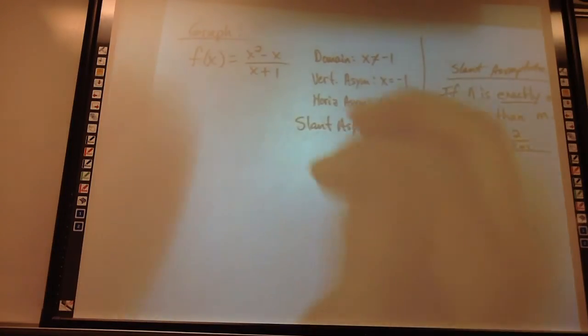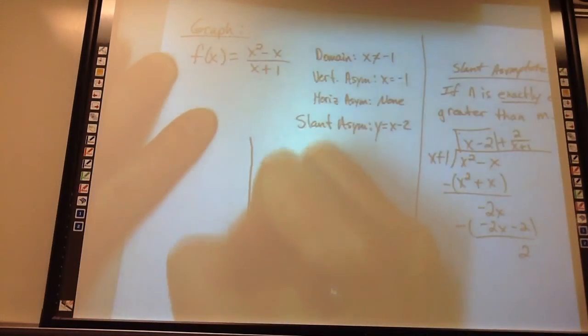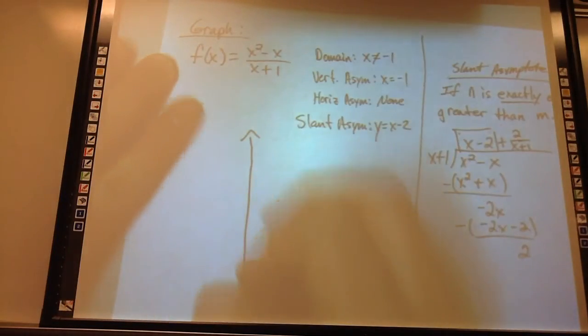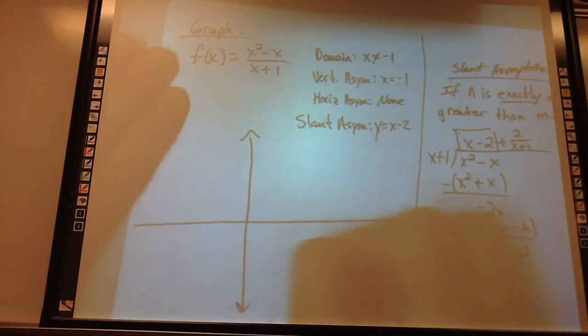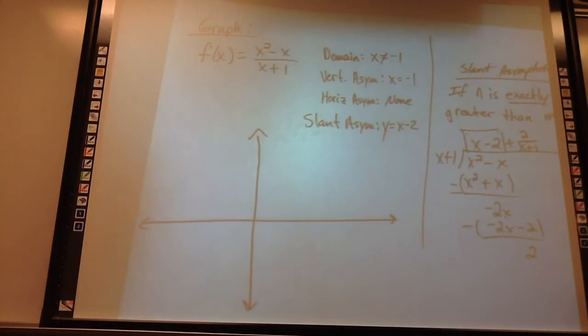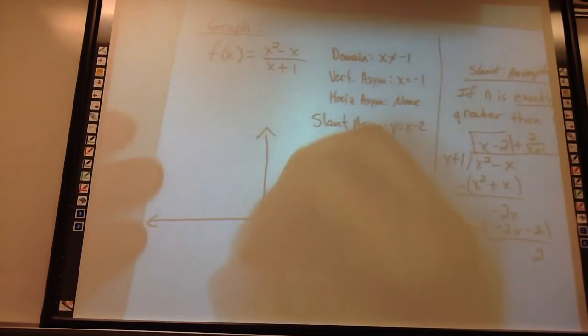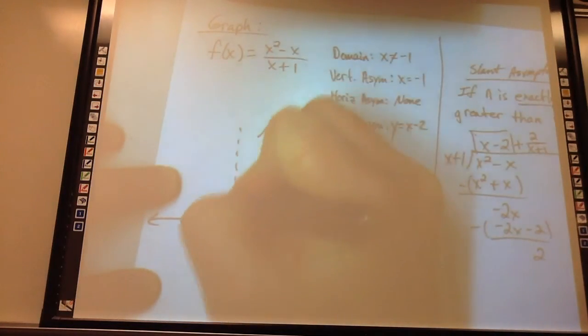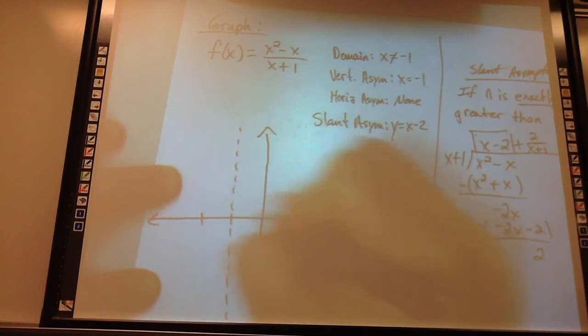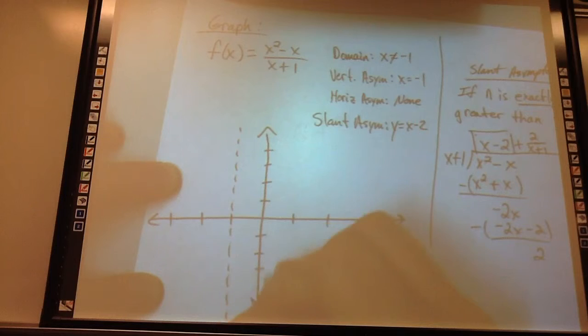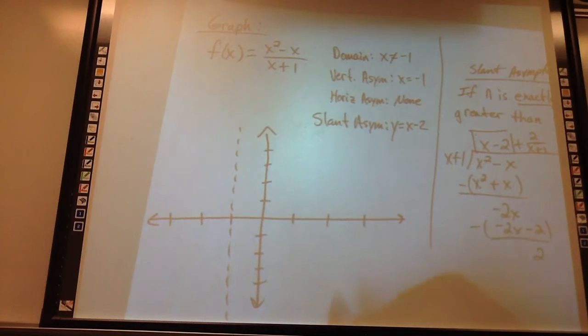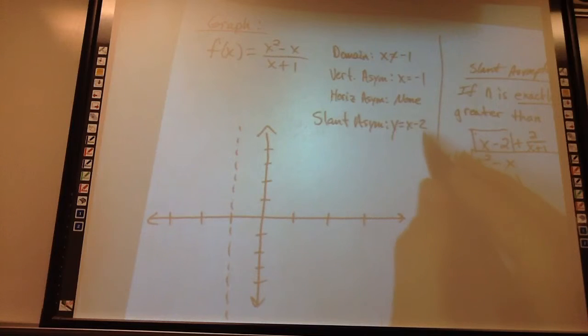So if we're gonna graph this, let's do this. You should just start with the asymptotes. So you put a vertical one at negative 1. Put the slant asymptote on there, so you gotta know how to graph a line.